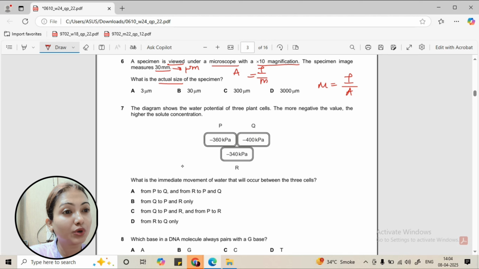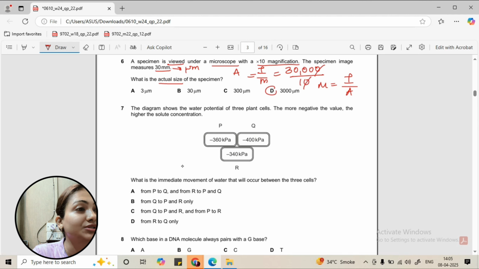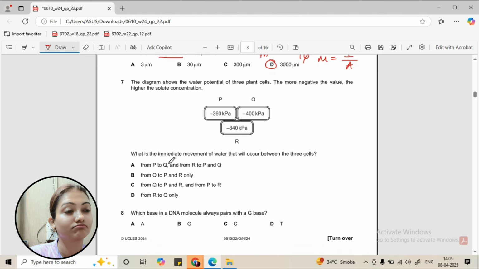First we have to convert 30 mm. Now we have to convert the mm to micrometer. We know that 1 mm is equal to 1000 micrometers. So 30 will become 30,000. And magnification is given 10. Cancel. We will be having a calculator. So your correct answer is 3000 micrometer, which is option number D.